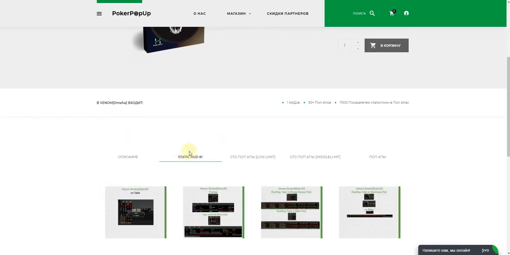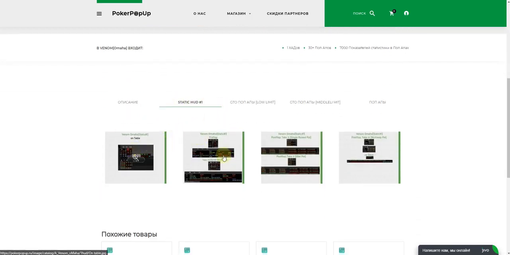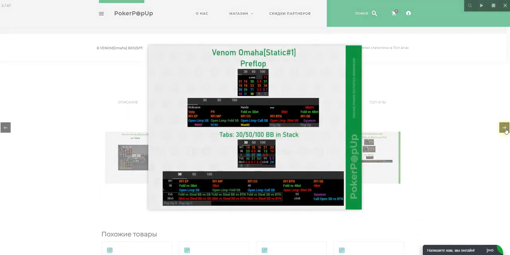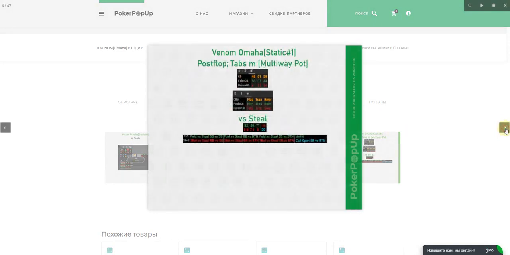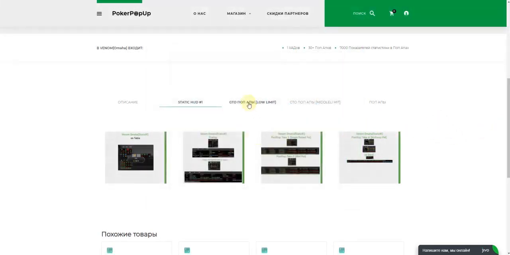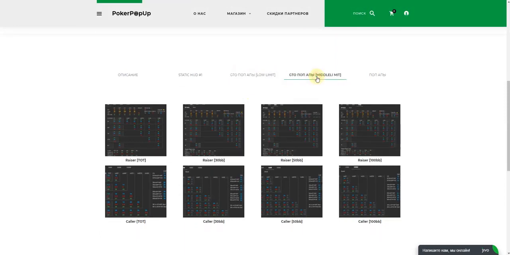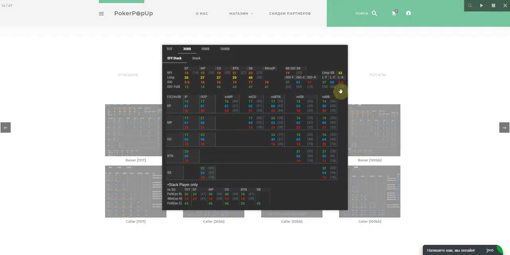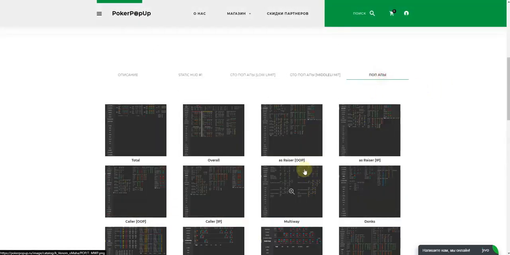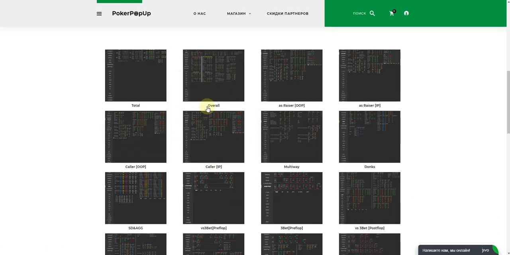If we go to the Static HUD tab, we can look at a detailed explanation of where each of the stats is. We also see the pop-ups for low limits and middle limits. They are the same but with different values. And we also have the main pop-ups without GTO values but for all the possible situations.